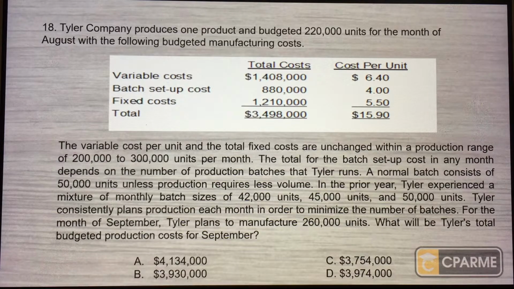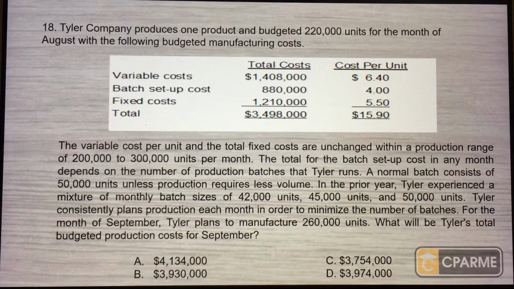Tyler Company produces one product and budgeted 220,000 units for the month of August with the following budgeted manufacturing cost. So these are the manufacturing costs. The variable cost, 1,408 million. Cost per unit is 640. The batch setup cost, 880,000. Cost per unit is 4. And then fixed cost, 1,210,000 at 5.50. The variable cost per unit and the total fixed costs are unchanged within production range of 200,000 to 300,000 units per month.